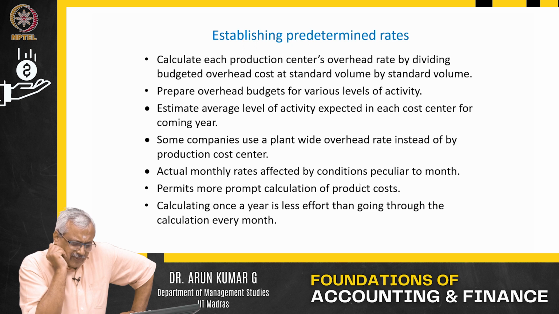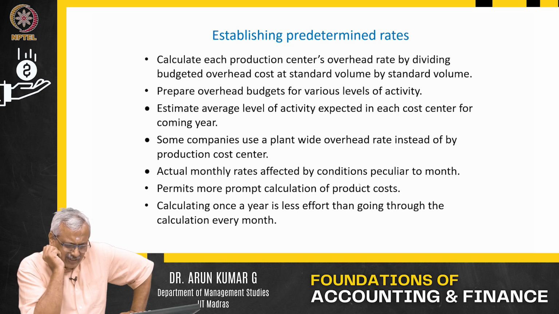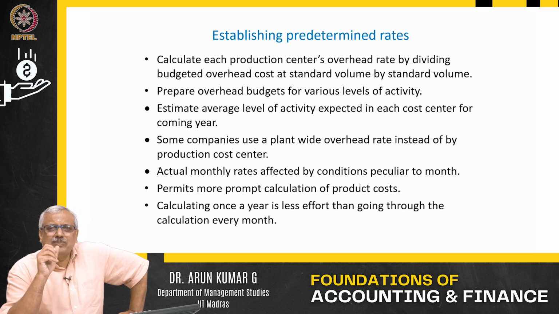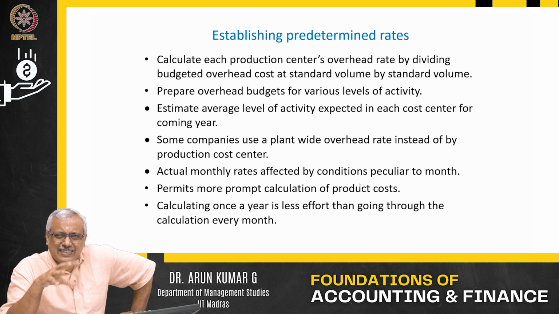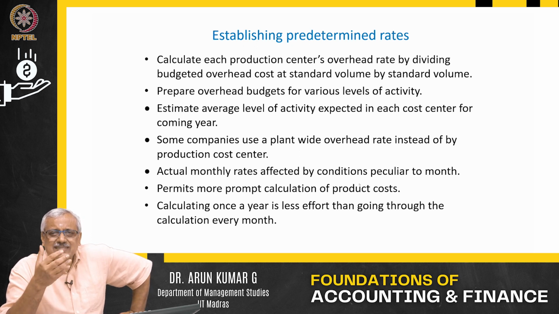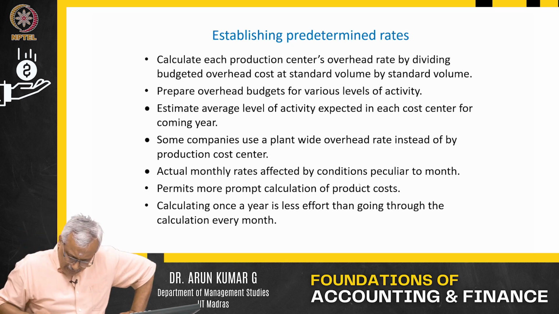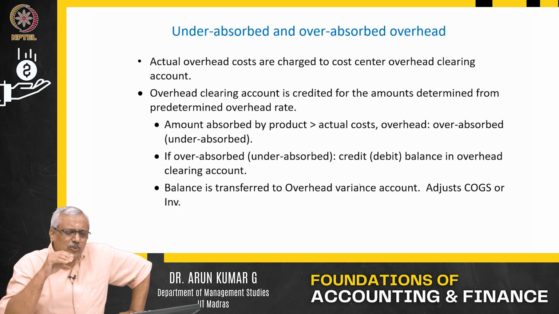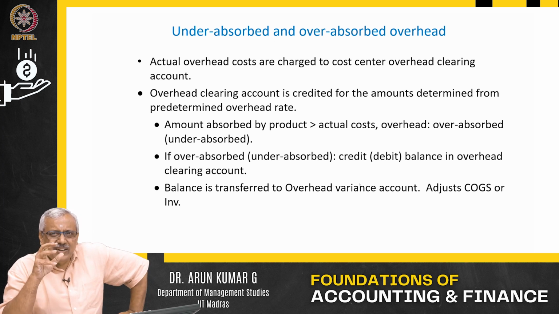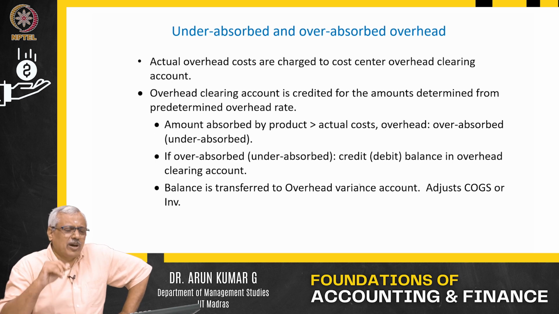Normally these things are calculated once a year, which is less effort than going through calculations every month. So once a year you calculate and establish the predetermined rates and then go ahead, but this has its own drawbacks. It can lead to what is called over or under absorption of overheads.